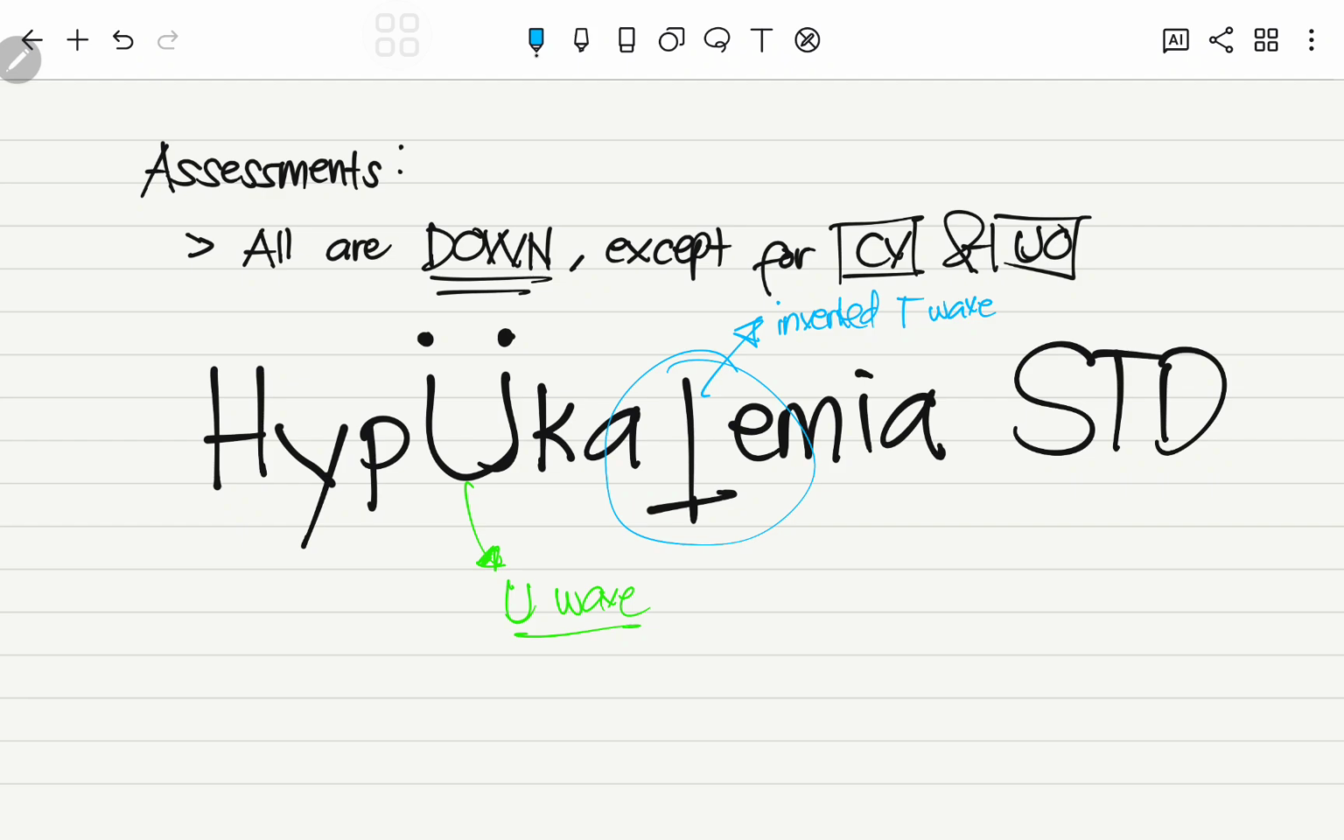Okay, and then your inverted T wave. So intendedly, inverted po yung ating mnemonic picture dito, no? So that we would be able to remember that in your hypokalemia, one of the ECG changes that might happen to your patient is the inverted T wave or the presence of the inverted T wave.